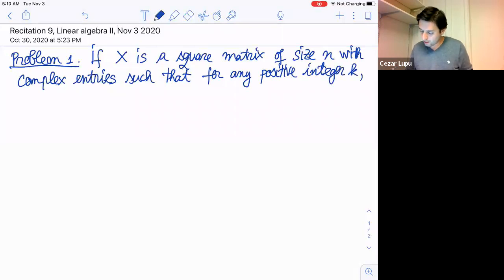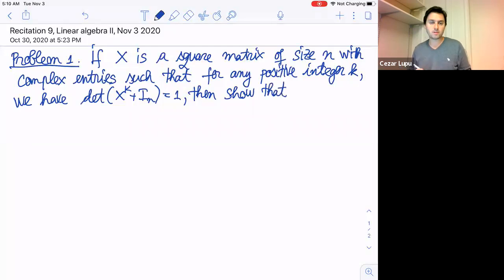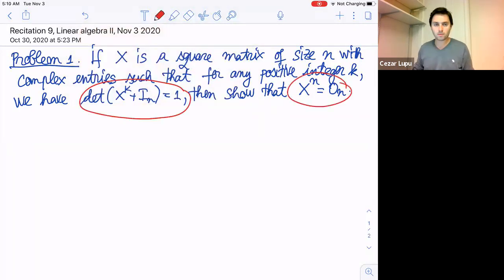we have that the determinant of x to the power k plus the identity is 1. Then show that, if this holds true, something happens with the matrix. Well, it's basically that the matrix is nilpotent, or we can say that x to the power n is the null matrix. So we have this condition here, and we have to prove something about it.